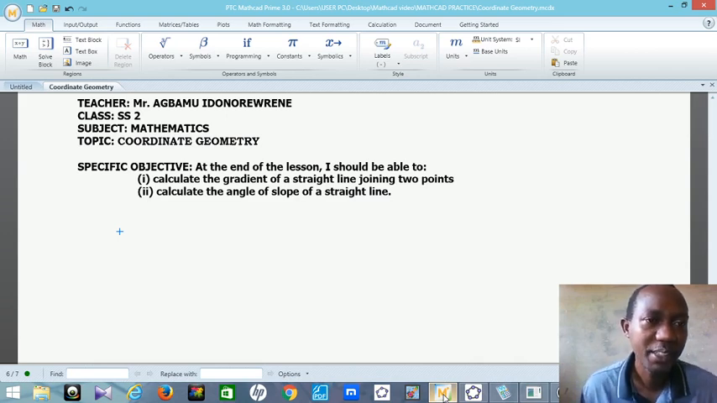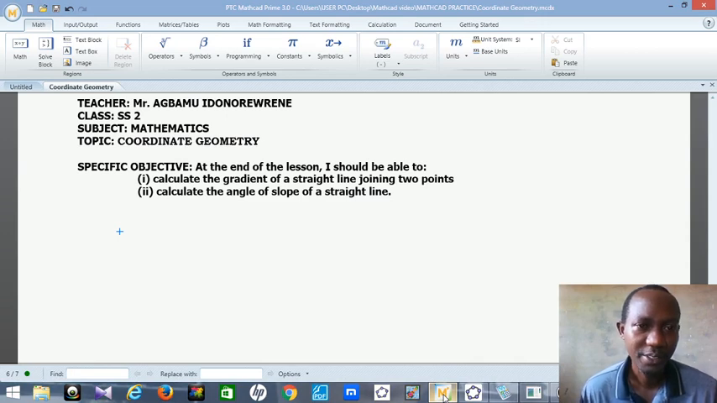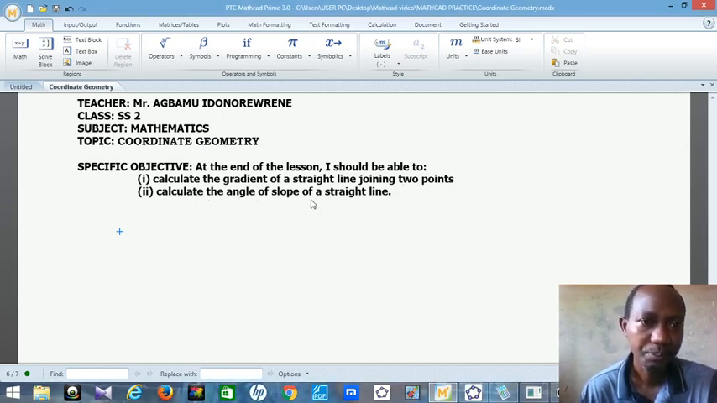I'm here to teach mathematics on the topic coordinate geometry. And in today's class, I'm focusing on the following objectives. Calculate the gradient of a straight line joining 2 points, and calculate the angle of slope of a straight line.